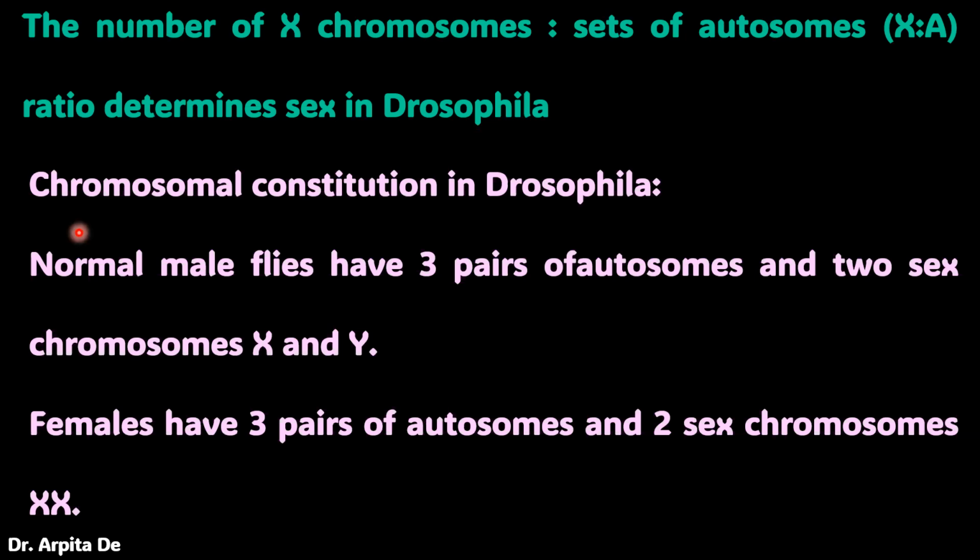Now we'll talk about chromosomal constitution in Drosophila. Females have three pairs of autosomes and two sex chromosomes, that is X and X. And what about normal male flies? They have three pairs of autosomes like the females and two sex chromosomes, X and Y.